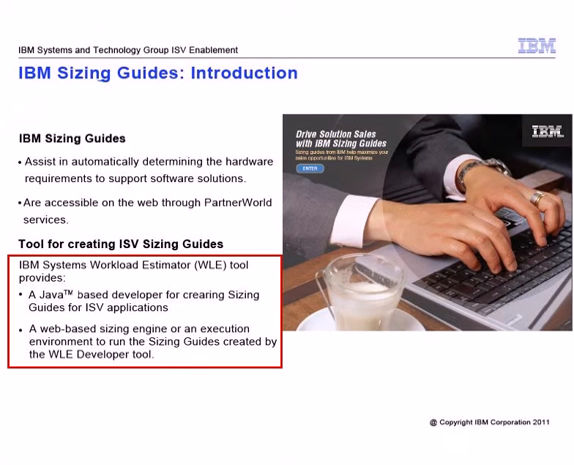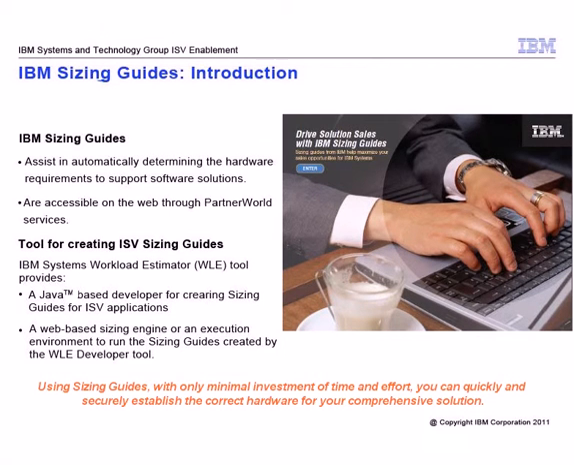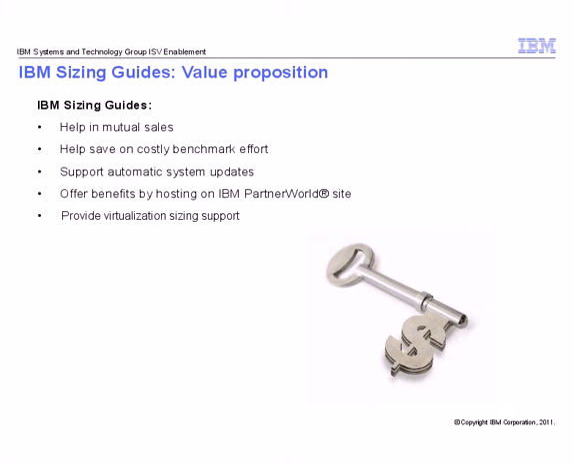The IBM Sizing Guide includes a Java-based IBM Systems Workload Estimator developer tool for creating sizing guides for ISV applications. This web-based sizing engine provides a running environment for building the sizing guides to deliver customized hardware recommendations on current IBM hardware. With only a minimal investment of time and effort, you can use the sizing guides to quickly and securely establish the correct hardware for your comprehensive solution. IBM Sizing Guides help IBM and ISVs in mutual sales opportunities with joint marketing and sales strategies.